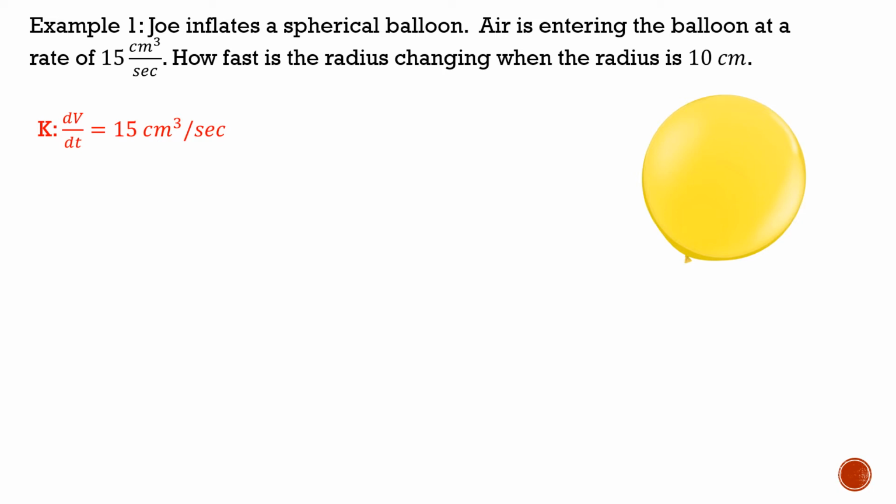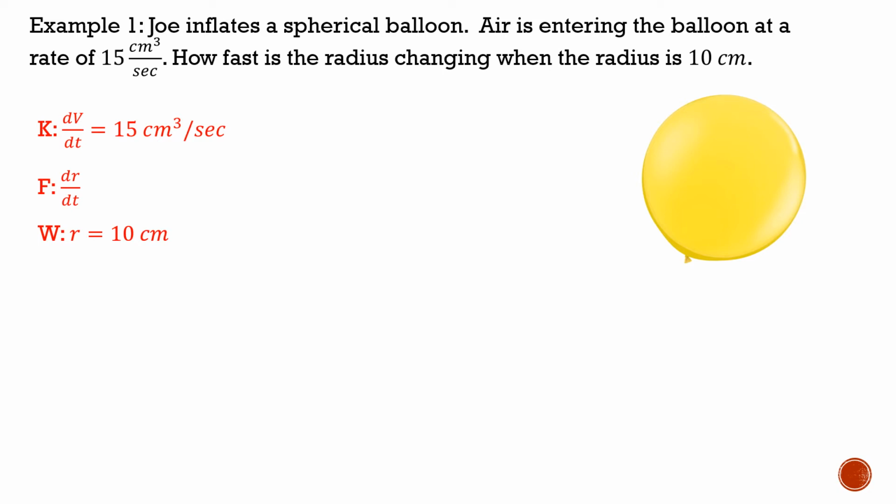Next, I want to see what they want me to find. In the second sentence, it says, how fast is the radius changing? So I'm trying to figure out the rate of my radius, or dr/dt. Continuing in that sentence, it says when the radius is 10 centimeters. So my W, or my when, is radius equals 10 centimeters.